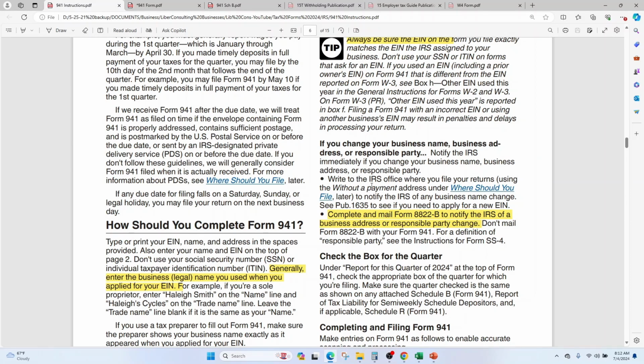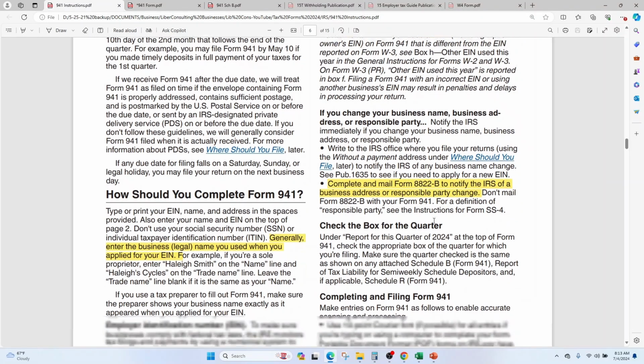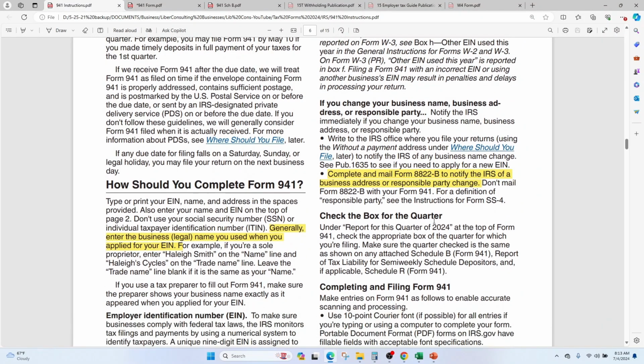You mail it on its own, and I believe you'll use the "without a payment" address. Write to the IRS office where you file your return using the without a payment address to notify the IRS of any business name change. You just don't put it in the same envelope as Form 941. If your Form 941 is going to the same without a payment address, then you just mail two different envelopes, if that makes sense. So if you are doing it at the same time, but otherwise, anytime that you need to complete that form, it will go to the without a payment address.